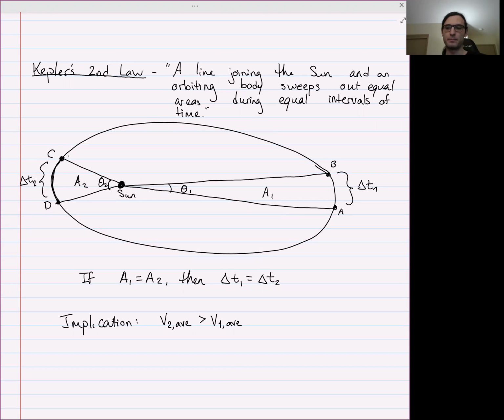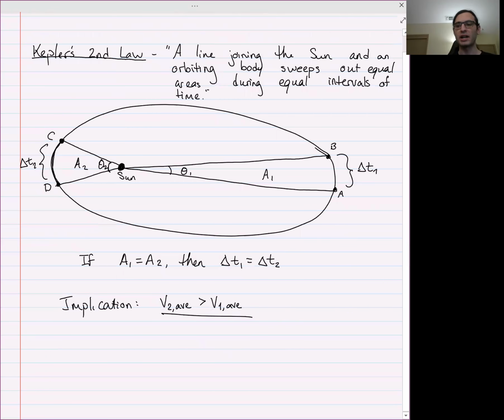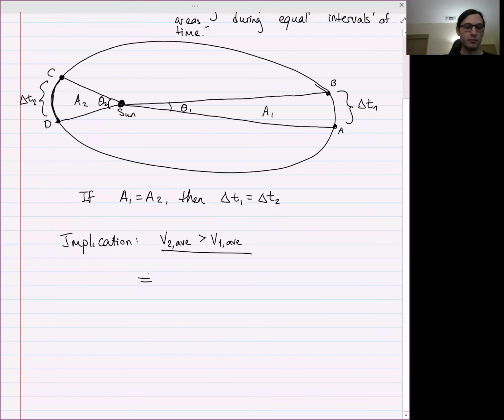Basically, if the areas are the same, but theta 2 is bigger than theta 1, that means that the distance C to D is bigger than the distance A to B. And so if they occur in equal time, but the distance of one is larger, then the average speed of the one that travels a farther distance must be greater. And hence we get this implication. Now, what that implies is that in general, objects move faster near perihelion.